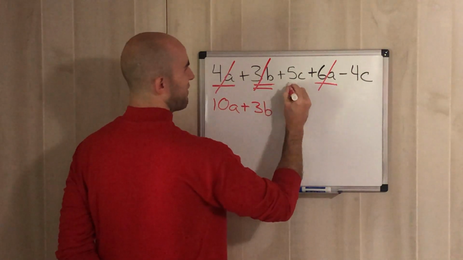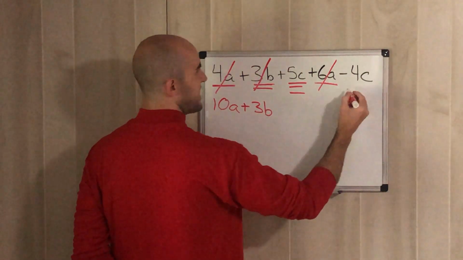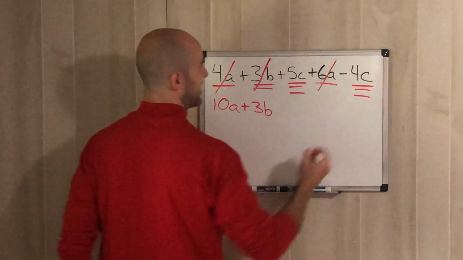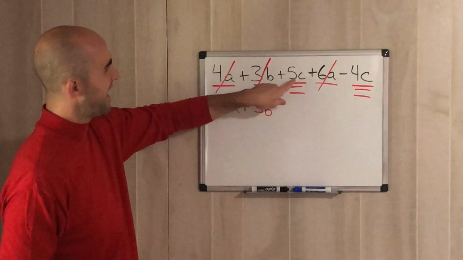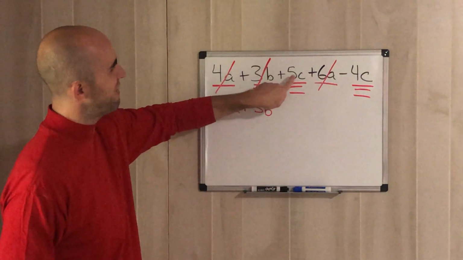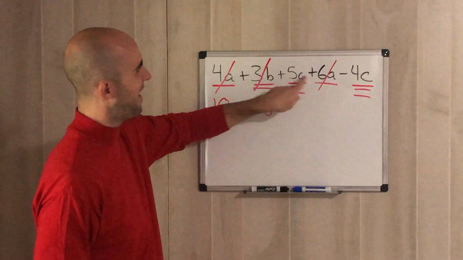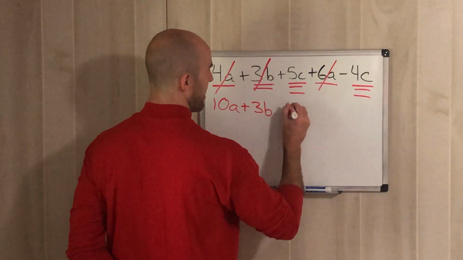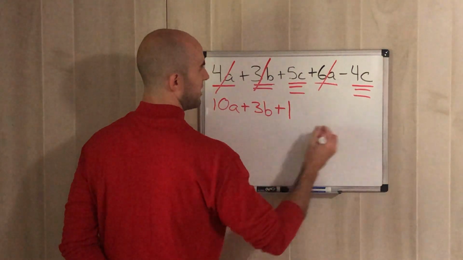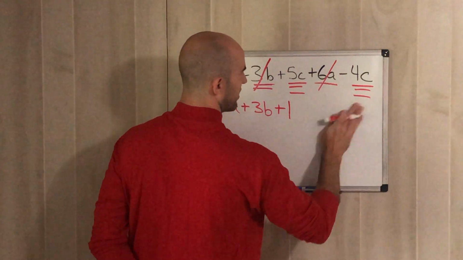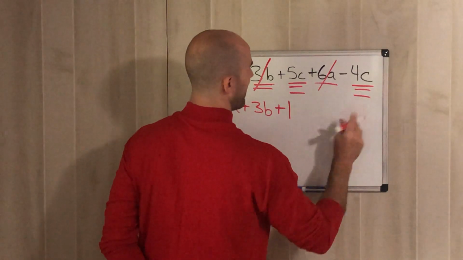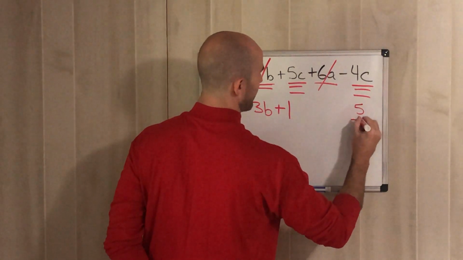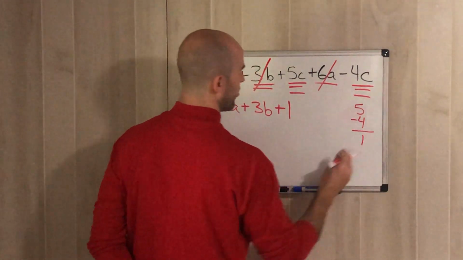And now all that's left over is 5c and then 4c because they both have c. And again, be careful, it's not 5 plus 4, it's 5 minus 4. And 5 minus 4 is 1, right? It's plus 1 because we have 5 minus 4, right? And 5 minus 4 is 1.